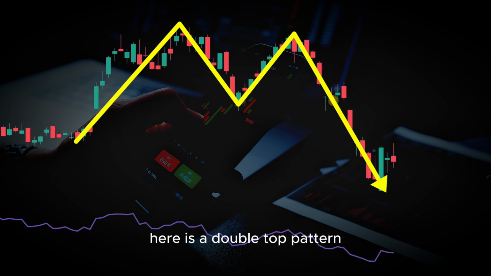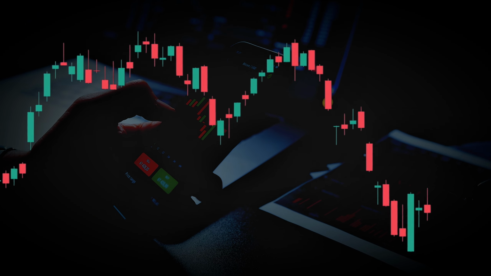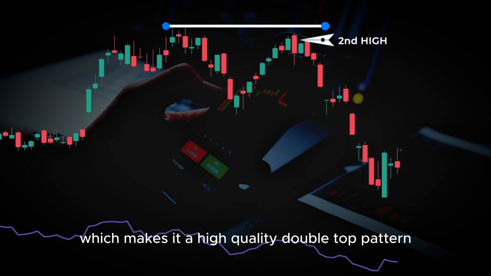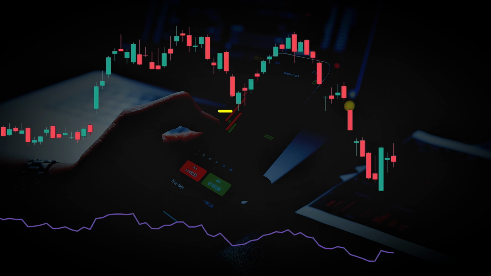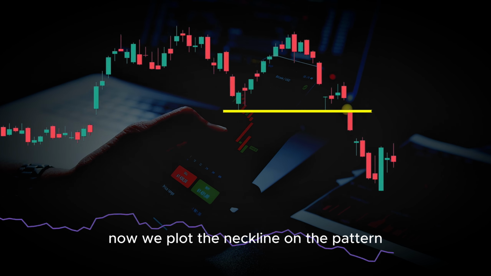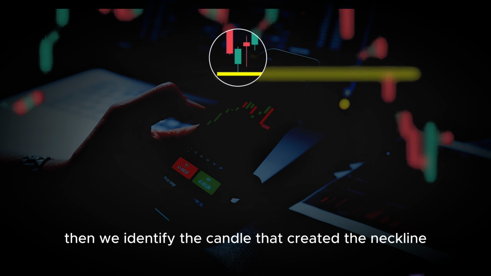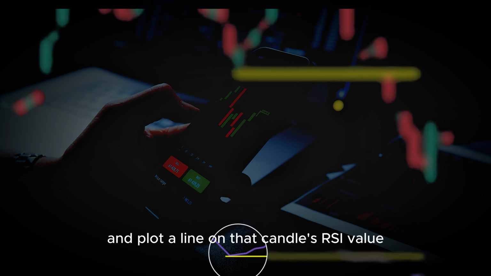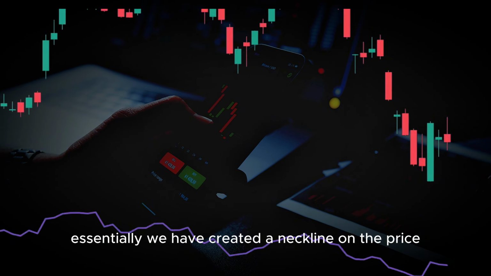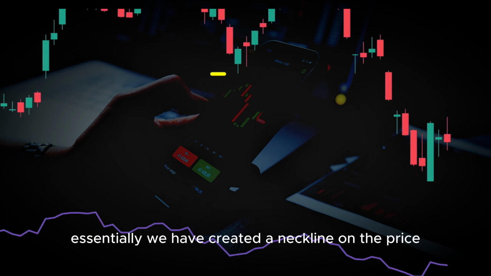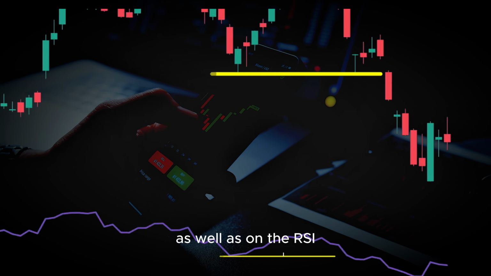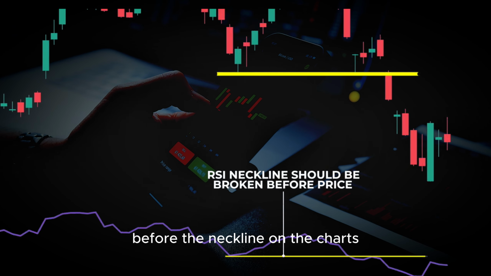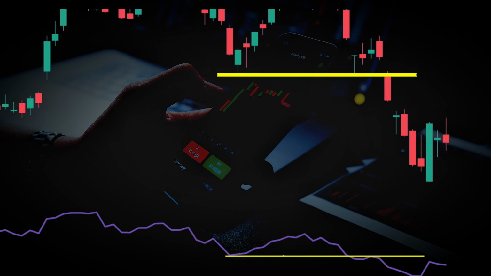Here is a double top pattern. The second high is lower than the first high, which makes it a high-quality double top pattern. Now we plot the neckline on the pattern. Then we identify the candle that created the neckline and plot a line on that candle's RSI value. Essentially, we have created a neckline on the price, as well as on the RSI. The secret is that the RSI neckline should be broken before the neckline on the charts.